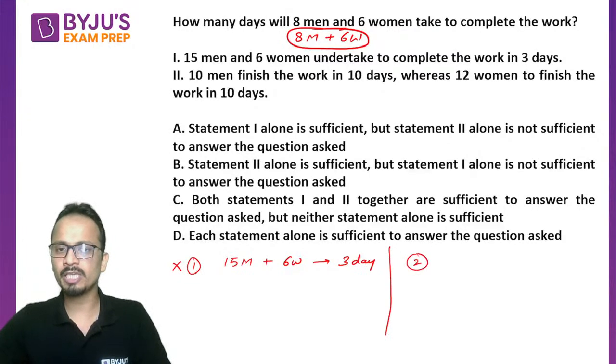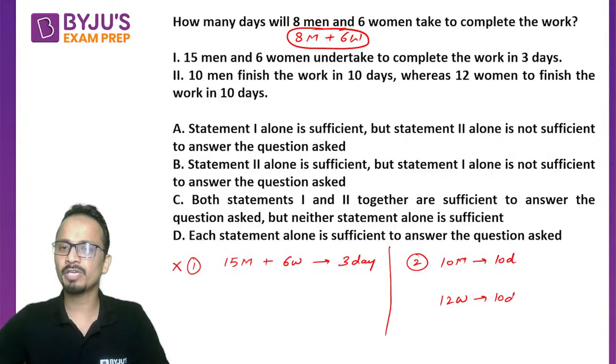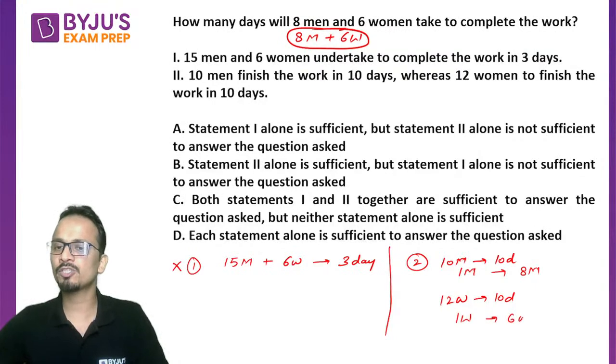Now taking statement 2 alone, it says 10 men can finish a piece of work in 10 days. It also says that 12 women can finish the same piece of work in 10 days. So now from here I can find the number of days for one man and for one woman, using which I'll be able to find out the number of days for 8 men and for 6 women.